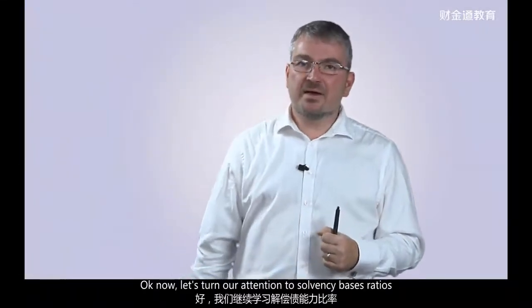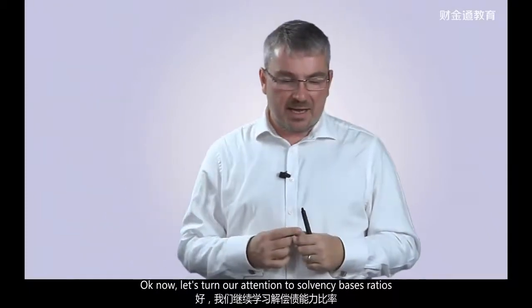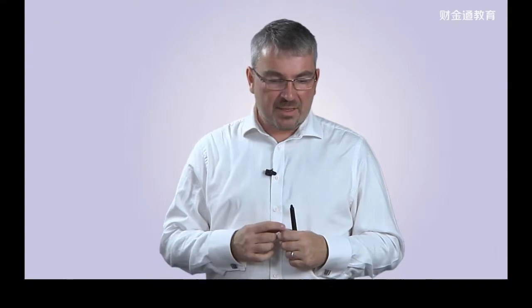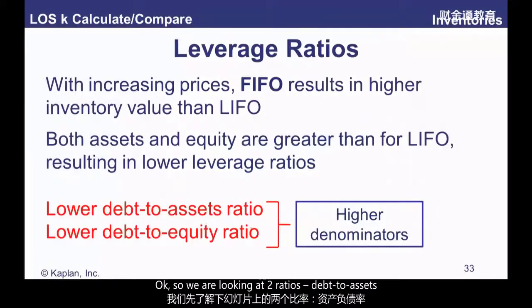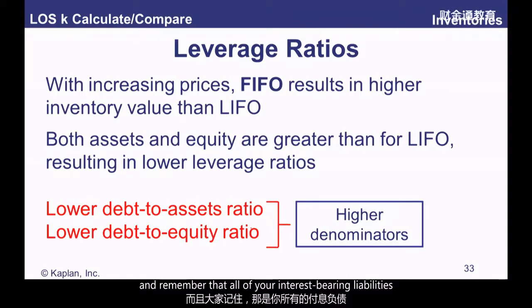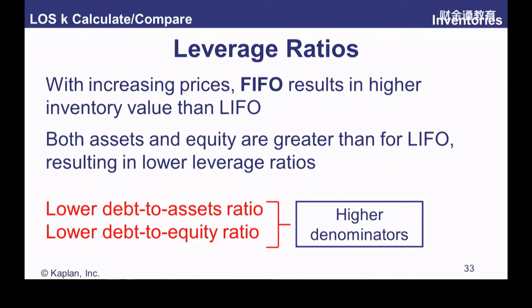Okay, so now let's turn our attention to solvency based ratios, and we're looking at our leverage ratio here. Okay, so we're looking at two ratios, debt to assets and debt to equity. When we look at debt instruments, we either look at long-term debt or total debt. Most common in the exam would be to look at total debt, and remember that's all of your interest-bearing liabilities, long-term liabilities and also any interest-bearing current liabilities.